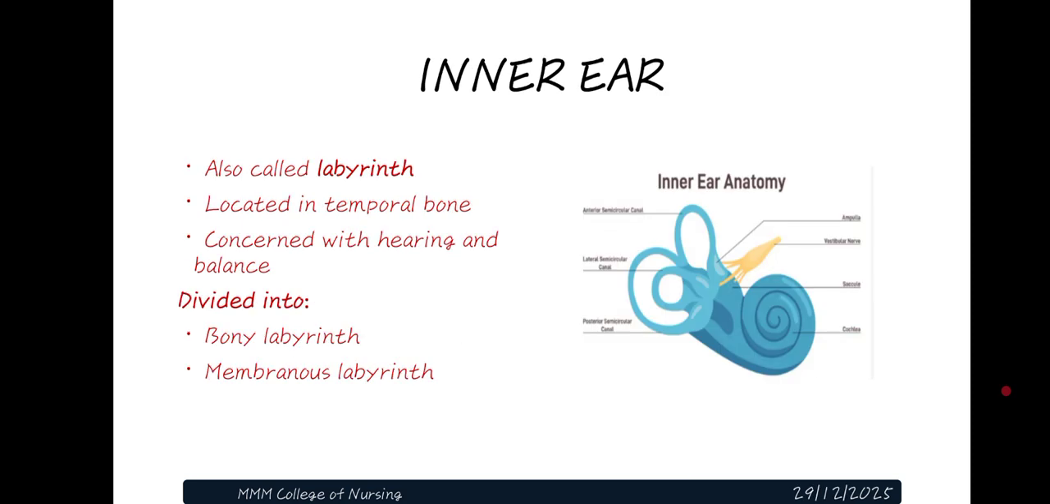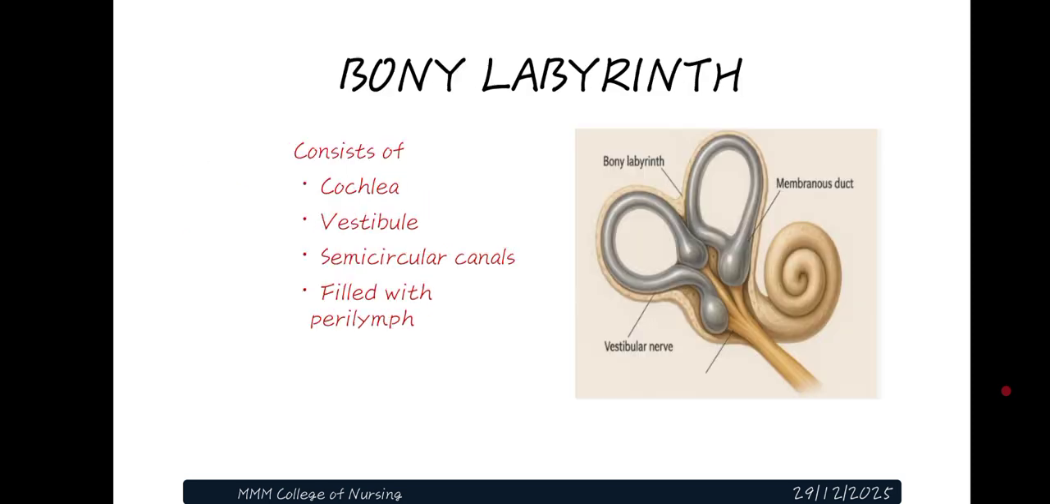Coming to the inner ear, it is also called labyrinth. It is located in the temporal bone, concerned with hearing and balance. It is divided into bony labyrinth and membranous labyrinth. So the bony labyrinth consists of cochlea, vestibule, and semicircular canals filled with perilymph.